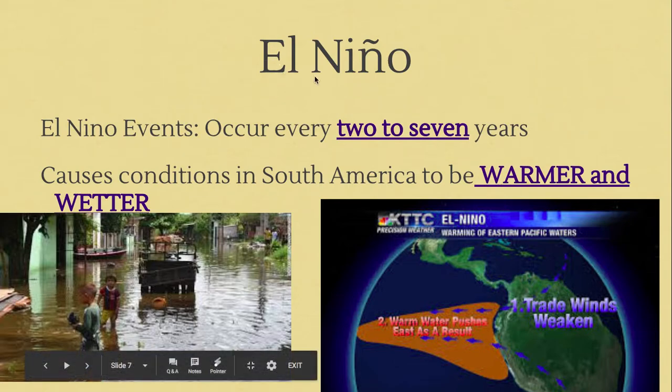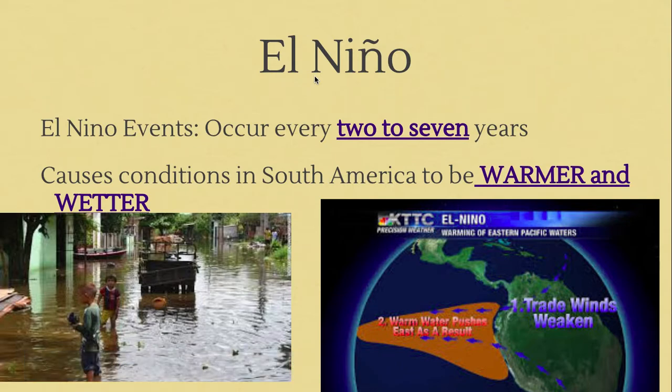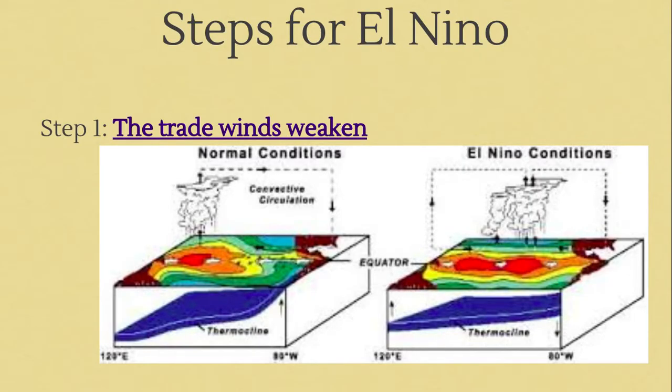They're called El Niños. If you take Spanish or you speak Spanish, you know El Niño means the boy. And it refers to the time of year that El Niños begin. They usually start around December time, so around Christmas. So that's why it's called that. Fun fact. So how does an El Niño happen? That's a really good question. Normally, you have trade winds that push water towards the Western Pacific. So in a normal condition, trade winds push towards the west.